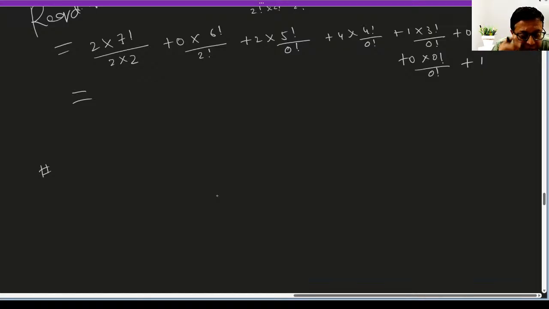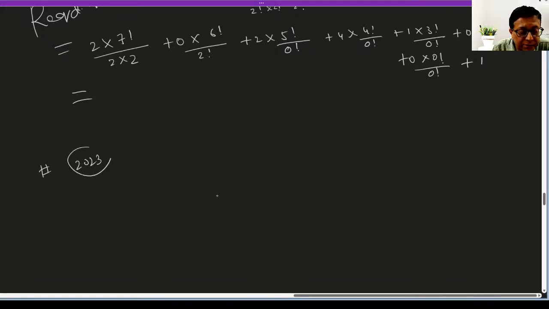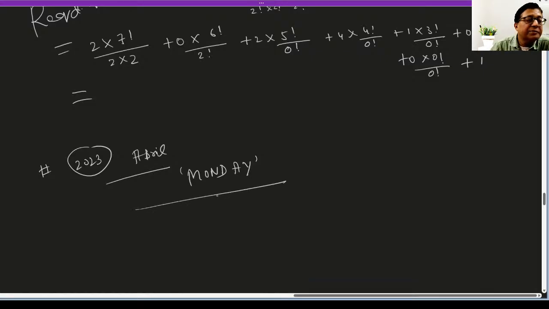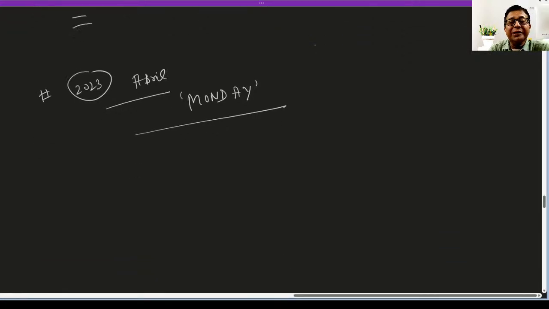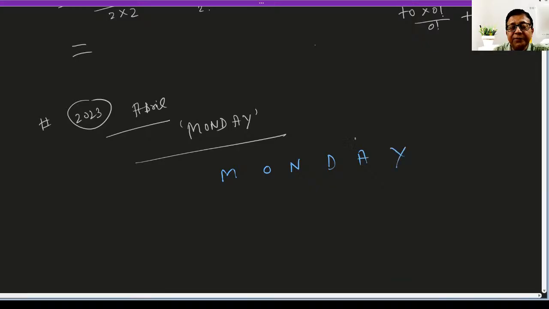Before that, just let me tell you, this came in 2023 April shift. Okay? The question was, find the rank of the word Monday if the letters are arranged the way they come in a dictionary. So quickly I am showing you to be habituated with this, how to get the rank. I just remind you what I told you before. It is M-O-N-D-A-Y.